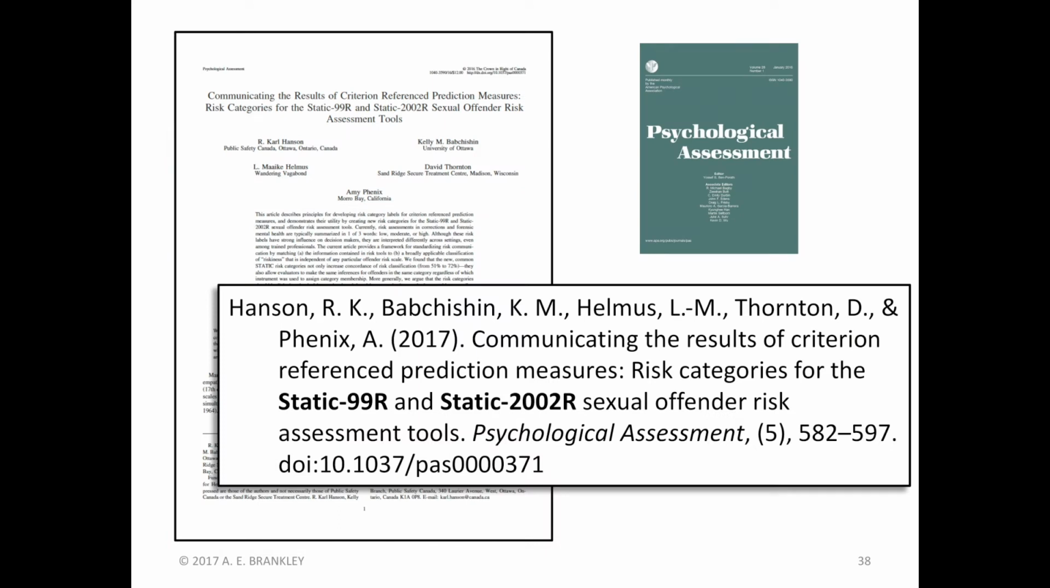For more on the application of the standardized risk levels to sexual offending, please see Hansen and colleagues' 2017 paper in Psychological Assessment. The link to this paper is provided below. In this paper, they also describe how to use Static-99R and Static-2002R to place evaluees in the standardized risk levels. This created a gap for Stable-2007 users who combined their scores with static risk levels.